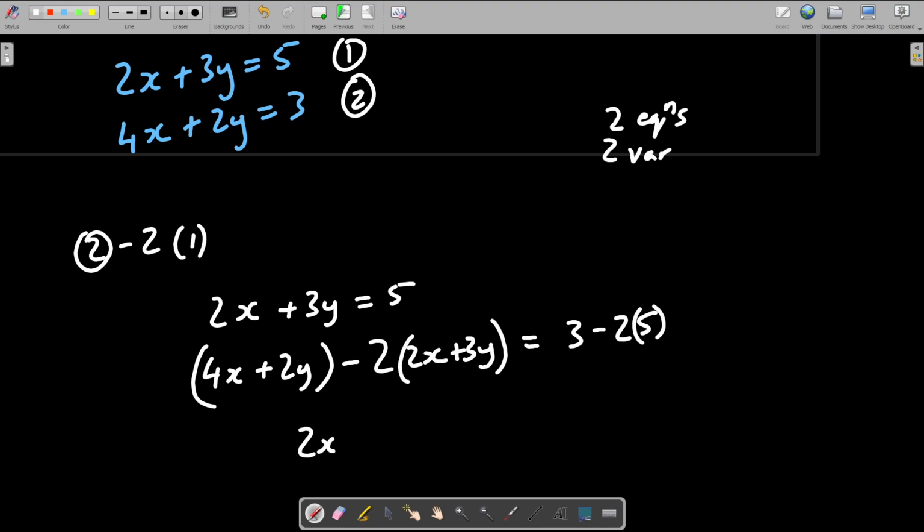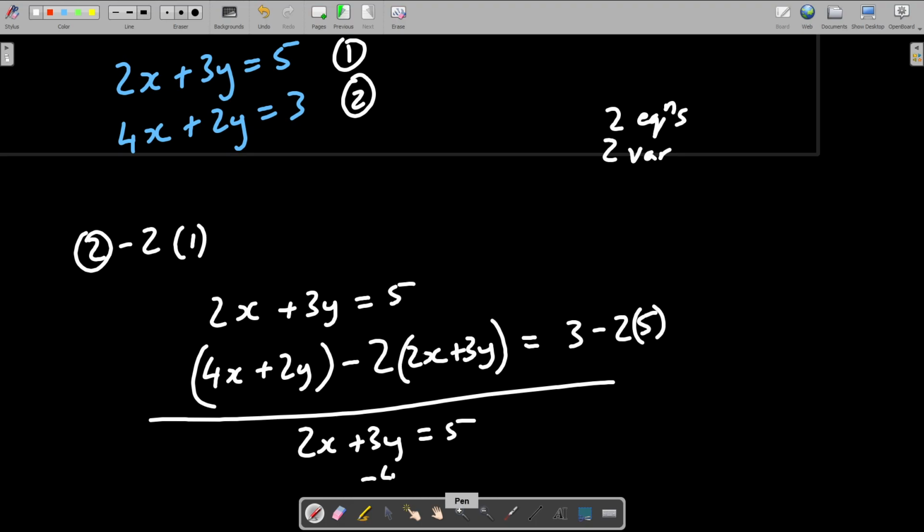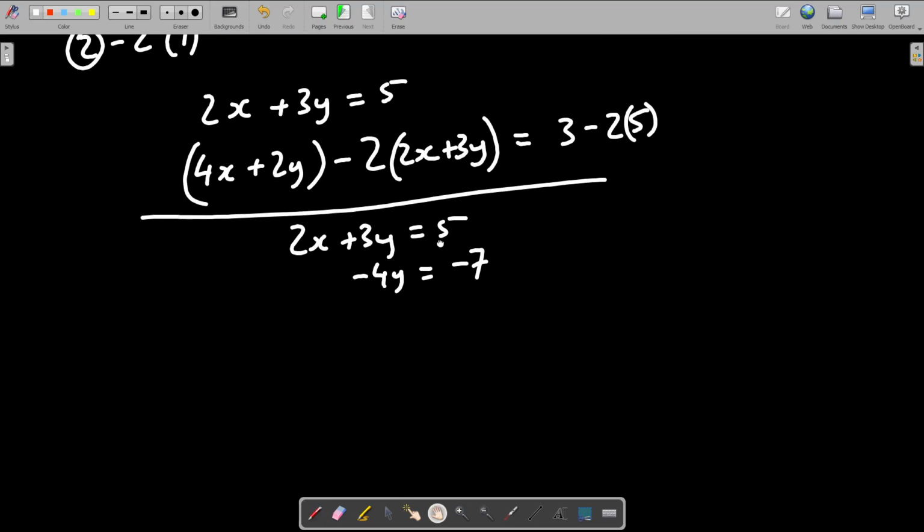So the first equation I'm keeping as it is. Leave one line gap. So 2x plus 3y is equal to 5. Second equation, this will become 4x. 2x is there, not 2 into 2x, that's 4x. So this will cancel this out. And this is 2y minus 6y, so this will leave you with minus 4y. Clear? And this is 3 minus 10, which will leave you with minus 7. So what do we get now?